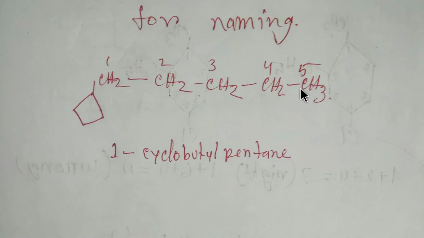So if I number this compound from this side 1, 2, 3, 4, 5, then we get the position of the substituent at carbon 5. That is not acceptable. So we have to number the compound in such a way that we can express the position of the substituent in a lower number. So this will be 1, 2. This is cyclobutyl, and here it is attached to carbon 1. So 1 cyclobutyl pentane.